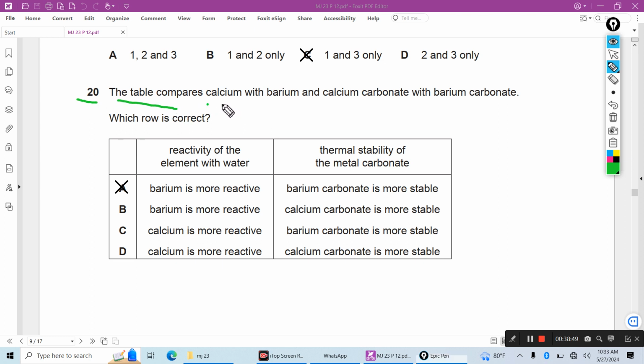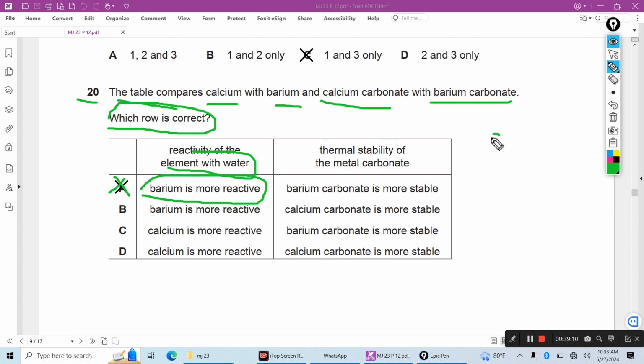the table compares calcium with barium, and calcium carbonate with barium carbonate. Which row is correct? So A is the right answer. Why? Reactivity of the element with water: barium is more reactive. Calcium, strontium, barium: down the group, the reactivity of the metal increases. In group 1 and 2 metals, reactivity increases down the group because the shell number increases, so the outer electron goes far away from the nucleus, and the electron is lost more easily, meaning more reactive. So A is the right answer.